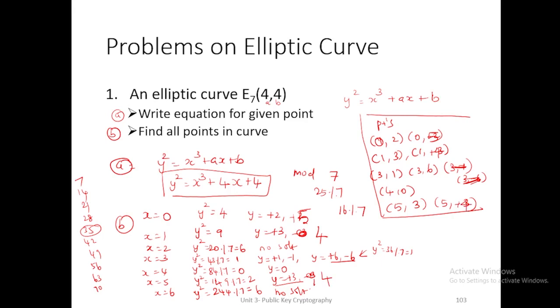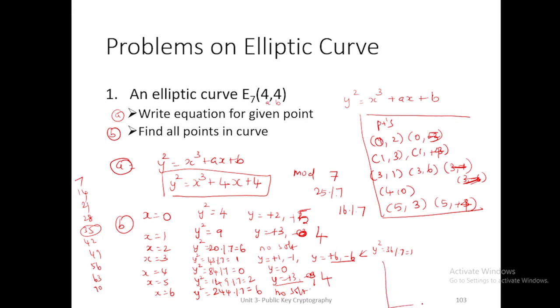If you substitute x equal to 6, 6 cube is 216, plus 4 is 220, plus 24 is 244, mod 7. So it will give the remainder 34, which means the remainder is 6. So for the remainder 6, there is no solution. So these are all the points.